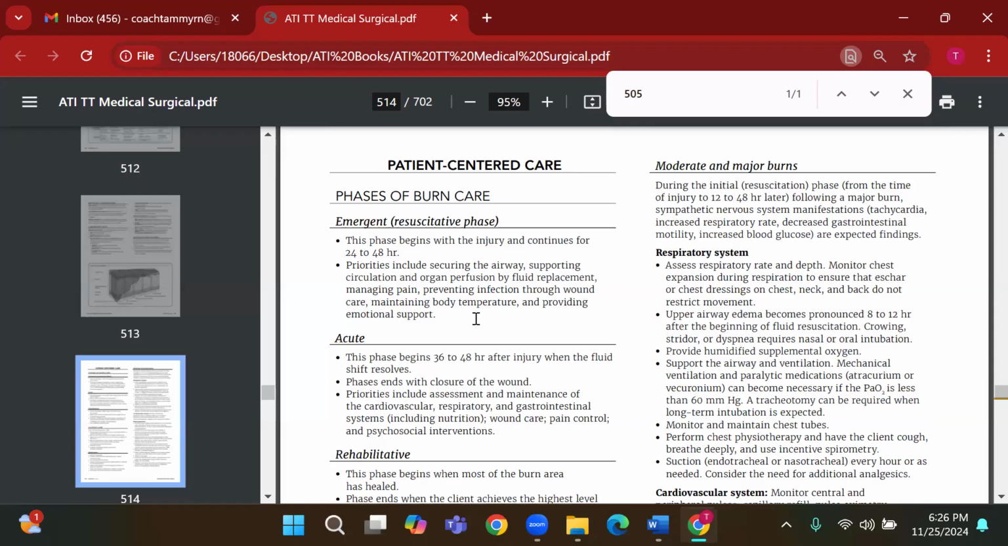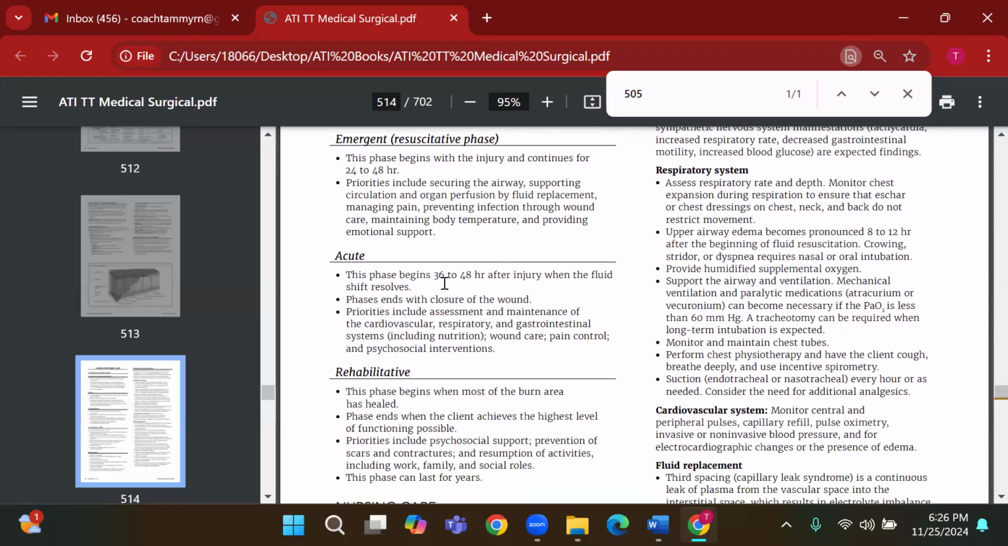Let's look at the acute phase. So there's an acute phase, and it says it begins 36 to 48 hours after the injury when the fluid shifts resolve. So by this time, we should be able to stabilize the fluid, right? And then it says this phase ends with closure of the wound, but it could be a long time for that. So priorities include assessment, maintaining the cardiovascular, respiratory, GI, wound care, pain control, and then psychosocial interventions.